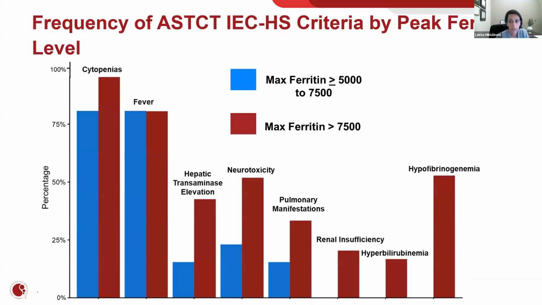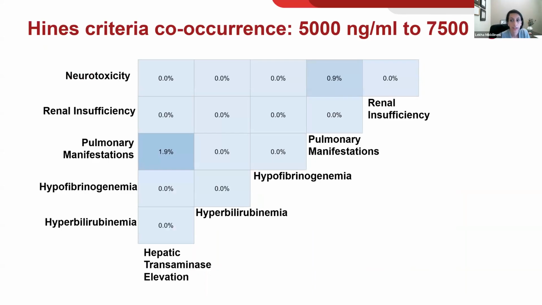So when stratified by peak ferritin, patients with ferritin above 7,500 demonstrated higher frequencies of several of the AST/CT IEC-HS criteria compared to those in the category of 5,000 to 7,500. Except for cytopenias and fever, which were common in both groups, all other dimensions reflected a notable difference across groups. The slide shows the co-occurrence of Hines criteria in patients with a ferritin below 7,500.